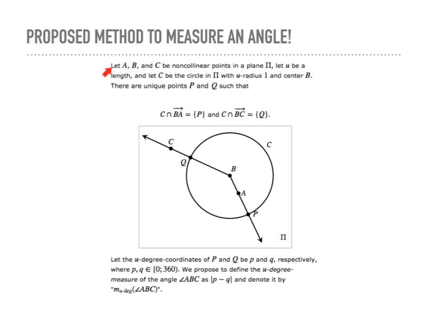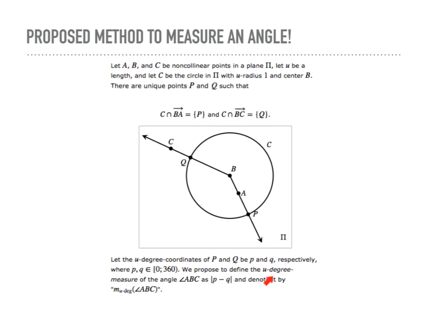So again, let me go back to the beginning. Let A, B, and C be non-collinear points in a plane pi. Let U be a length, and C be a circle in pi with U radius 1. That's the unit circle. And center B. So notice that vertex is right on the center of my circle. We're going to let the U degree coordinates of P and Q be p and q respectively. So we look at what the coordinate is here and what the coordinate is here, and we got those coordinates by rolling that circle along the number line, measuring from 0 to 360.